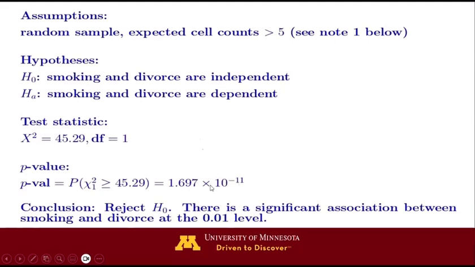Then now that this p-value is less than the level of significance of 0.01 given, and of course it is extremely small, if it is smaller than that, then you're going to reject H naught. Rejecting H naught, you say there's a significant association between smoking and divorce at the 0.01 level. So what you're telling the world is that smoking plays a very huge role in divorce, because a significant relationship exists between smoking and divorce.